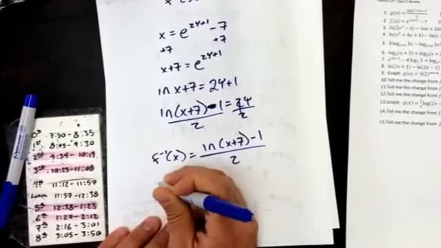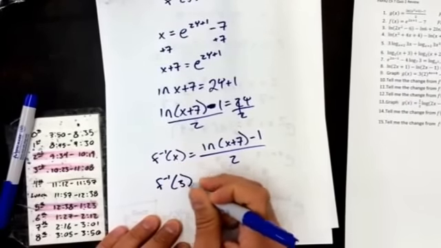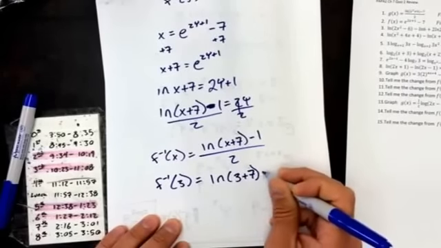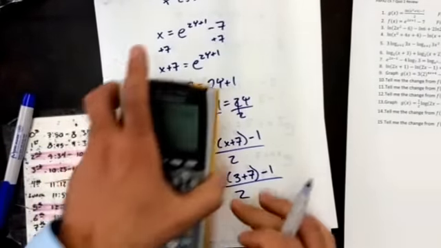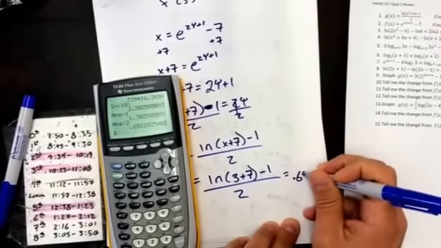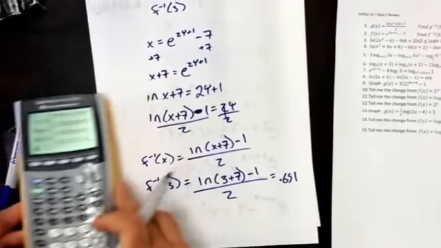So I'm actually trying to find the inverse when x is 3. I'm going to put that in my calculator. So the natural log of 10 minus 1 divided by 2, and it tells me approximately 0.651. That's it for that one. Go on to the next one.